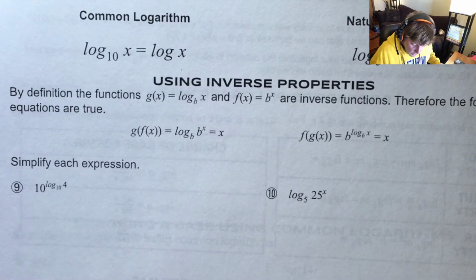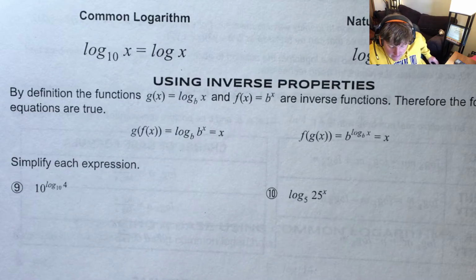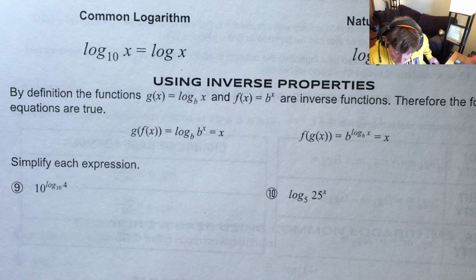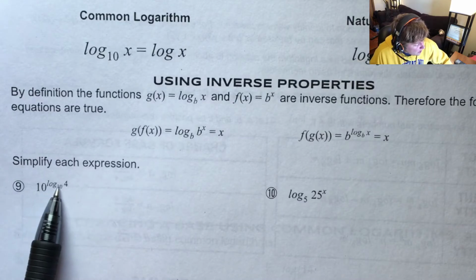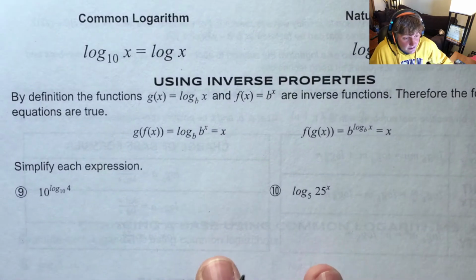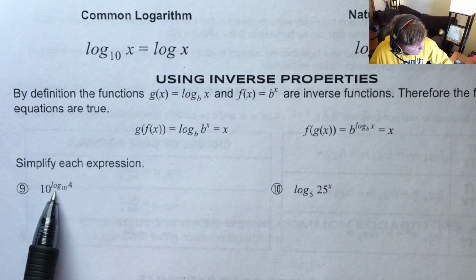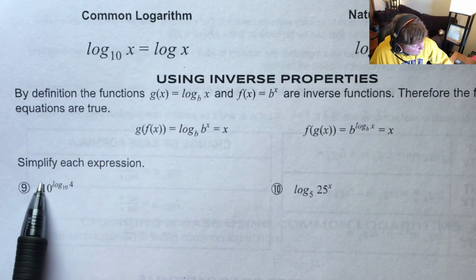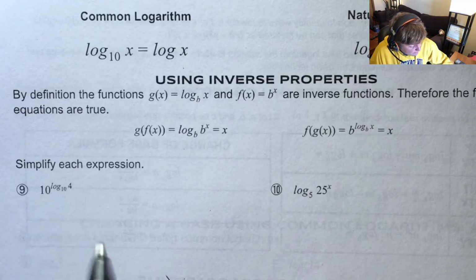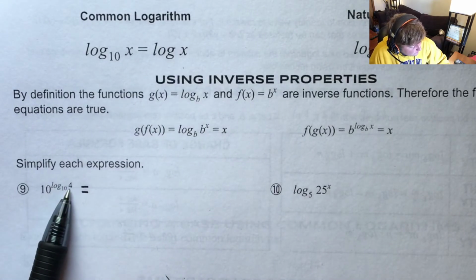So what I can do here when I'm looking at this very first problem is I have 10 to the power of log base 10 of 4. Here's the nice part: log base 10 and taking to the 10 power undo each other. They're inverse operations of each other. So if I have a log base 10 and a 10 as a base here, they undo each other. So the only thing that's left over here is just a 4.